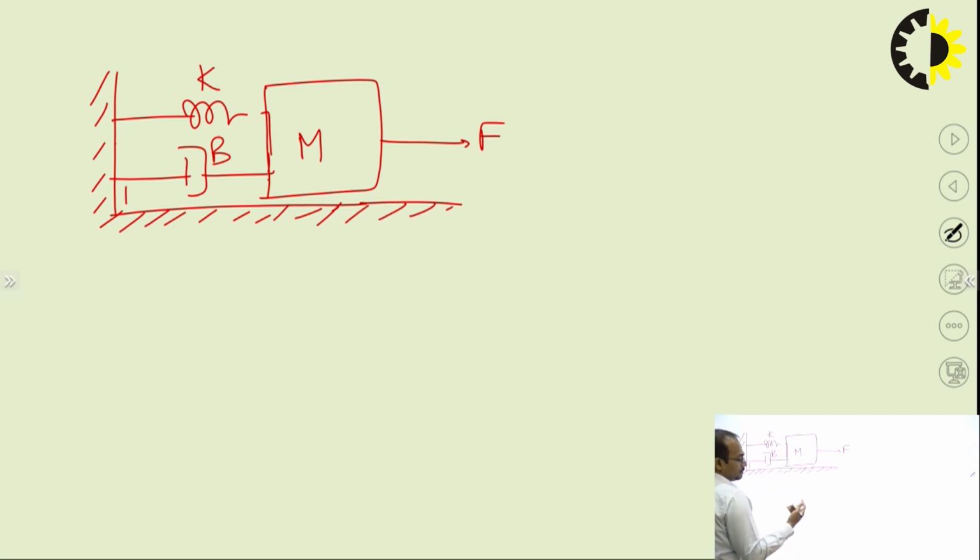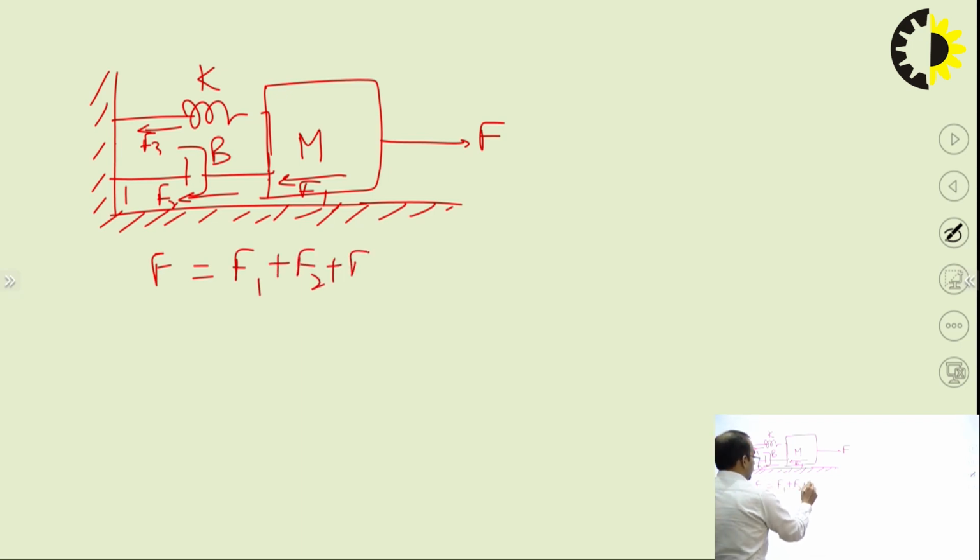So we know that force F is equal to the total force. If I am applying the force in this direction, the force will be in this direction F1, in this direction F2, and in this direction F3. So force F is equal to F1 plus F2 plus F3. If I am applying a force in this direction, then displacement will also be in this direction. So what will be the value of F1, F2, F3?